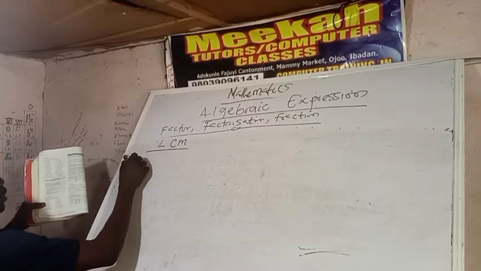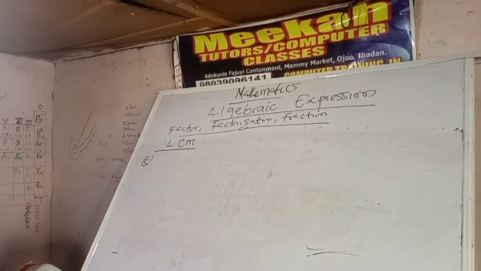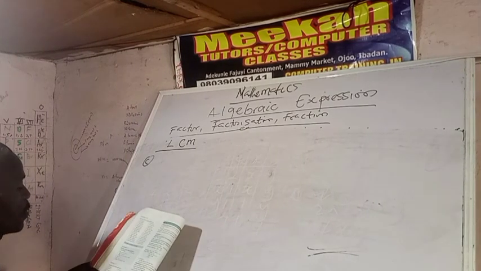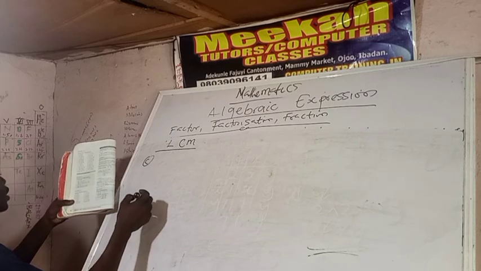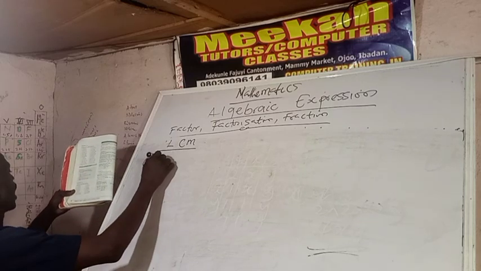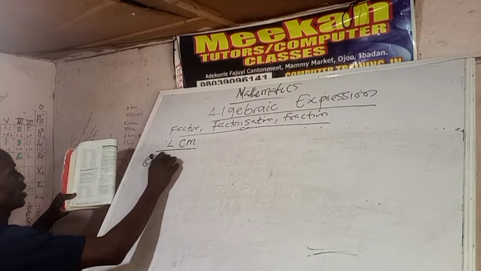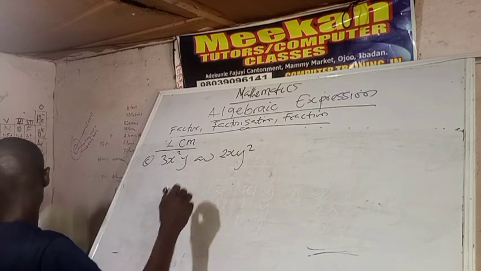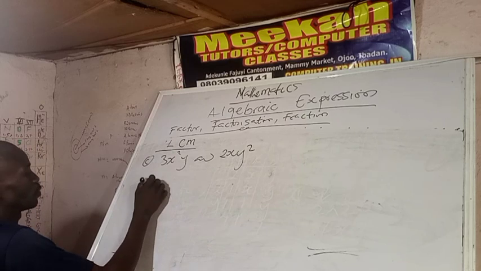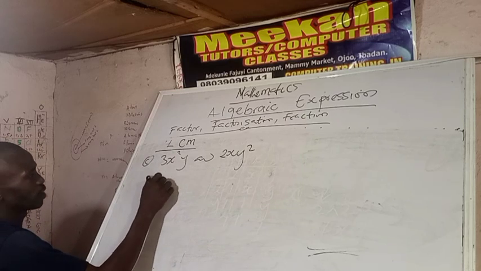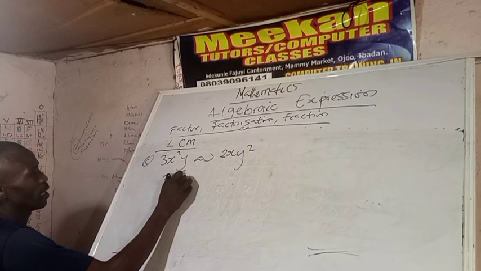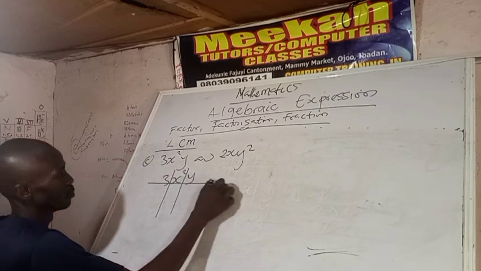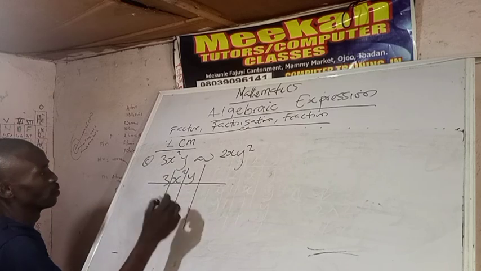Now, LCM, lowest common multiple. We want to find the LCM of this expression. Please follow me up. We have 3x squared y and 2xy squared. I can adopt this one to become what? Watch it. Take it together: 3x squared y. What do you have here?